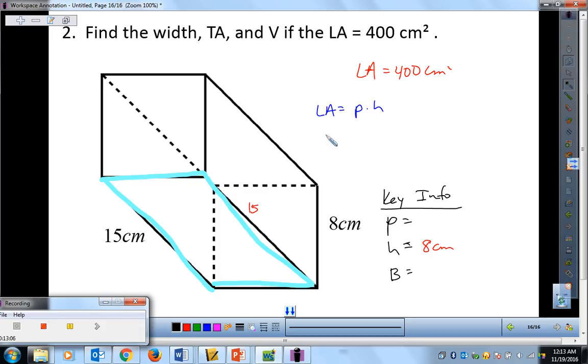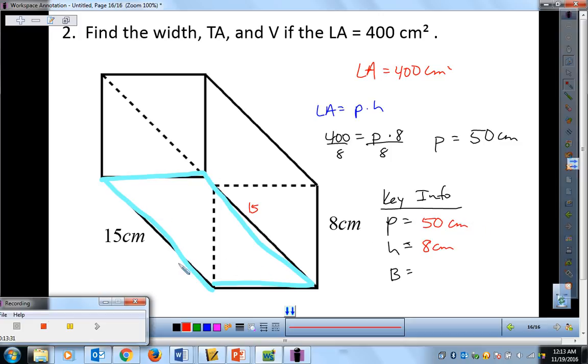So I'm going to use my formula, 400 equals the perimeter. I don't know what P is. That's perimeter times 8. So now I can solve for what the perimeter is. So I'm going to divide each of these sides by 8. And I get P. 400 divided by 8 using your calculator is 50 centimeters. Good. Go ahead and fill that in your key info here.